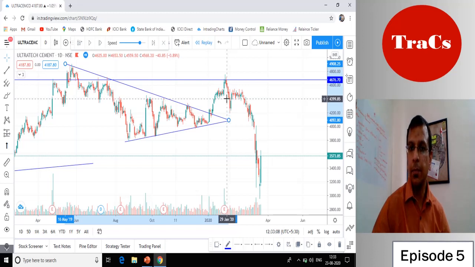So this was an example where I took a trade purely based on support and resistance, and I combined candlestick pattern along with the support and resistance.